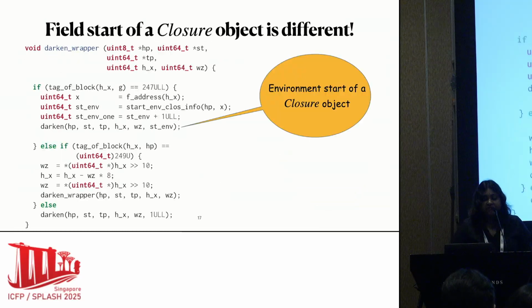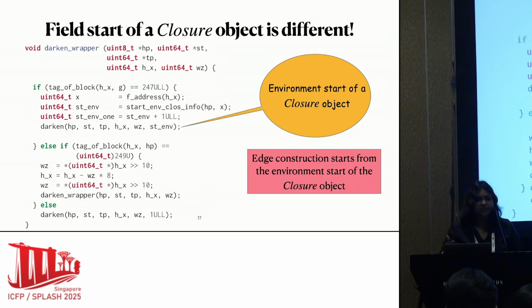And field start, as I said already, is different for closure objects and other objects. So in order to scan the fields of the object, we need to first determine its field start. Equivalently, when we encounter a closure object, the edges are constructed from the start of the environment, not from the first field. For all other objects, the edges are constructed from the first field onwards. And all the field pointers are part of the edge construction.